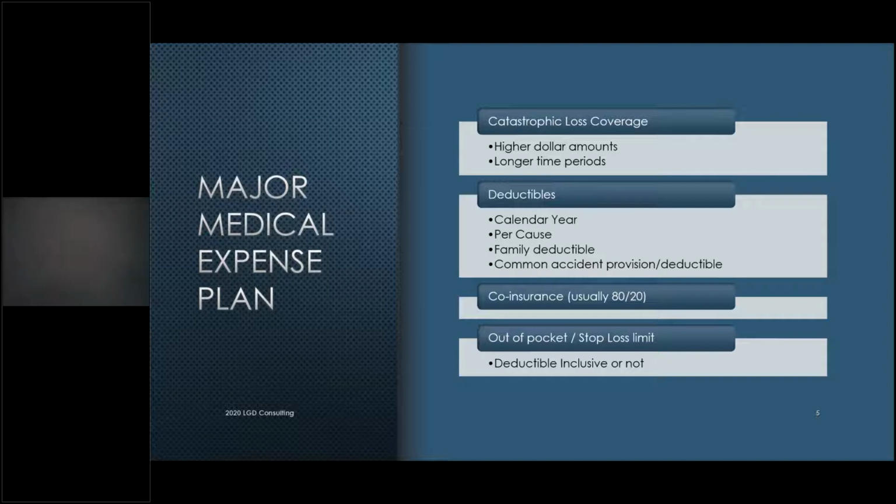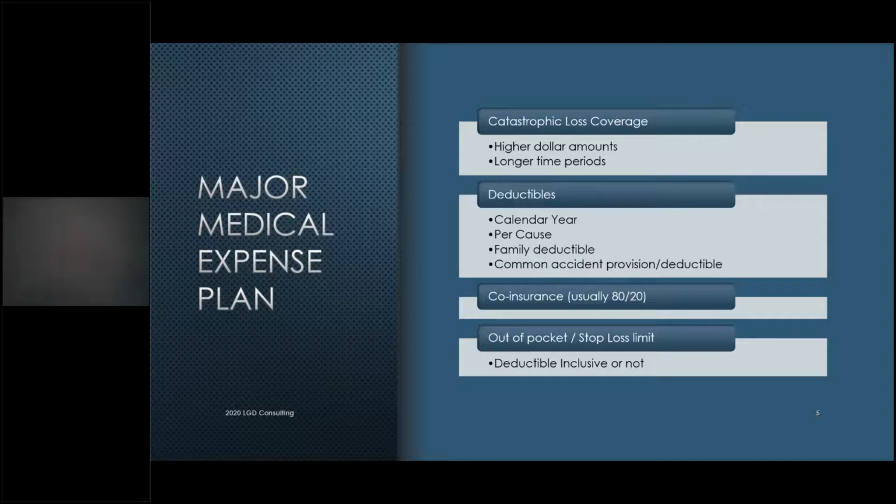Common accident provision, or sometimes called a common accident deductible. So what that is, still dealing with the family: if the whole family is injured in one accident, then one deductible would apply. Right? So again, helping families cut costs.